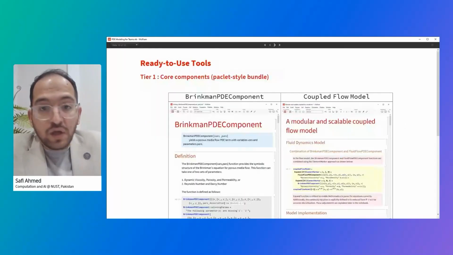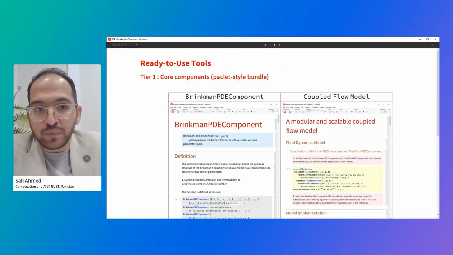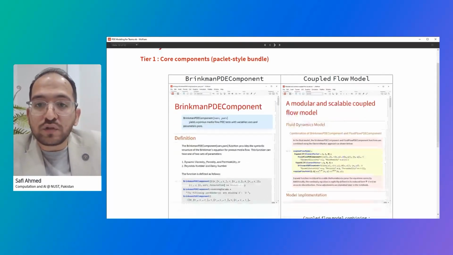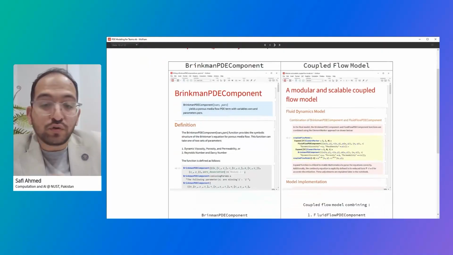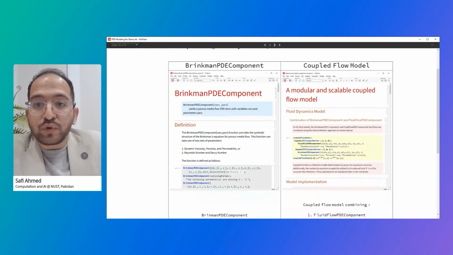All right. So alongside this presentation, I have provided these codes, and you can download them. What I am calling a tier one bundle is where you can find the Brinkman PD component that I wrote, and also the coupled flow model, which uses the Brinkman PD component along with the fluid flow PD component.